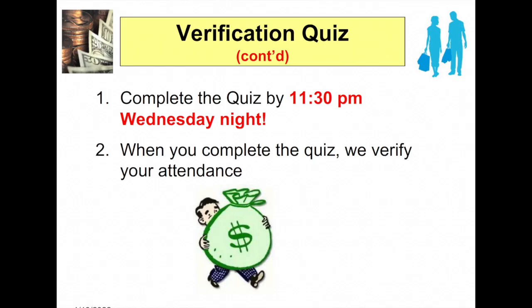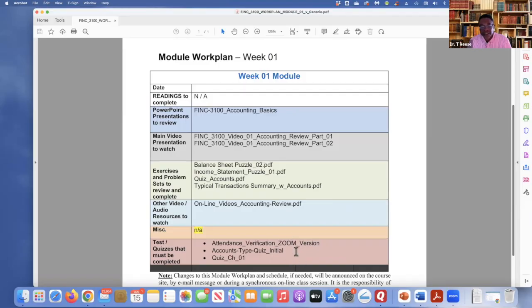If for some reason you get through this week and it's Monday and you haven't done this, the registrar will drop you from this course. There is a wait list for the course. There's no guarantee you get back in the course. So there's nothing I can do to assist you. And in addition to this attendance verification quiz, you have an accounts type quiz.